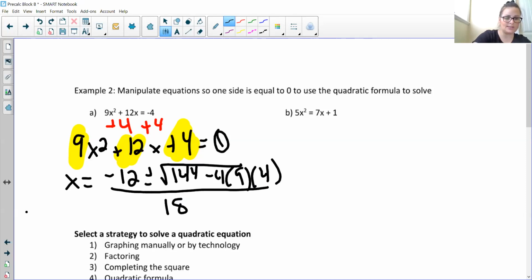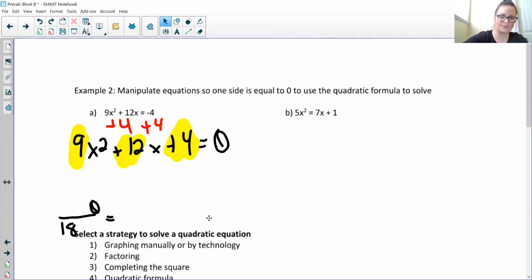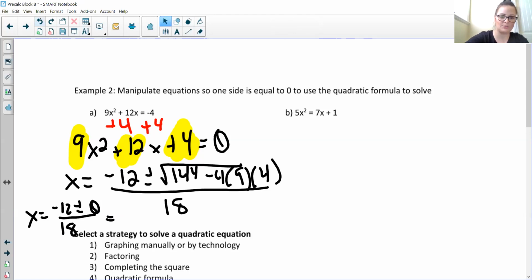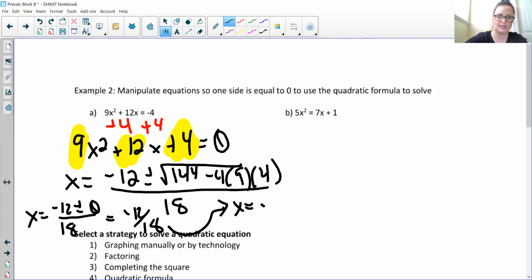So this is going to be x equals negative 12 plus or minus the square root of 0, which is 0, over 18. I didn't give myself very much room to write this. Plus or minus 0, you don't have to worry about that. So the answer is x equals negative 12 over 18, and they're both divisible by 6, so x equals negative 2 over 3. And it only has one solution in this case.